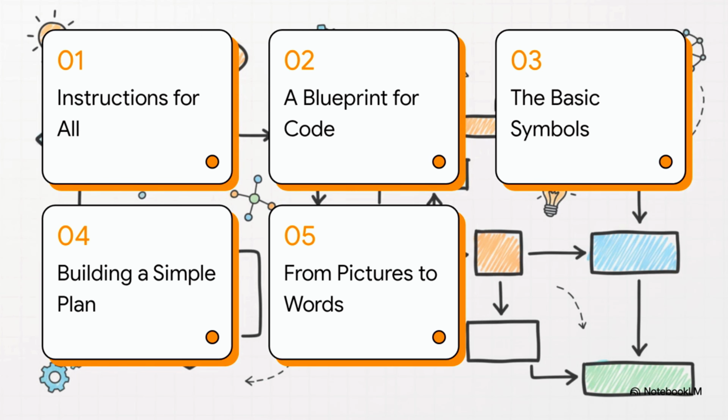Here's the game plan for today. First, we'll get into why computers need instructions for absolutely everything. Then, we'll look at how to create a blueprint for our code. After that, we'll learn the basic symbols, kind of like the secret language of logic. Then we'll put it all together and build a simple plan from scratch. And finally, we'll see how to turn those pictures into words a computer can almost understand.